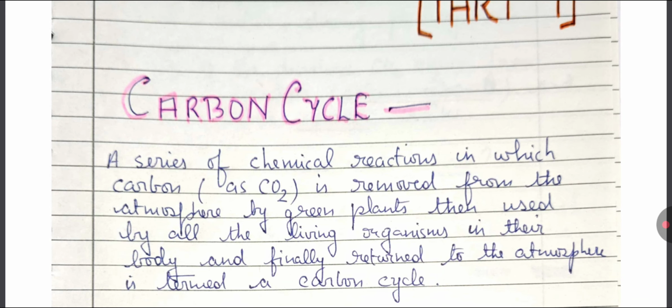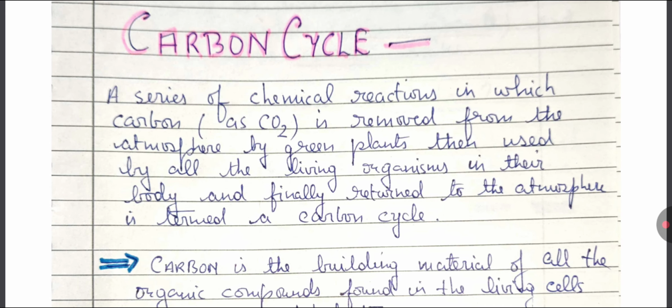Now we start with carbon cycle. A series of chemical reactions in which carbon as carbon dioxide is removed from the atmosphere by green plants, then used by all the living organisms in their body, and finally returned to the atmosphere is termed as carbon cycle. Just once we will revise: a series of chemical reactions in which carbon as carbon dioxide is removed from the atmosphere by green plants, then used by all the living organisms in their body and finally returned to the atmosphere is termed as carbon cycle.